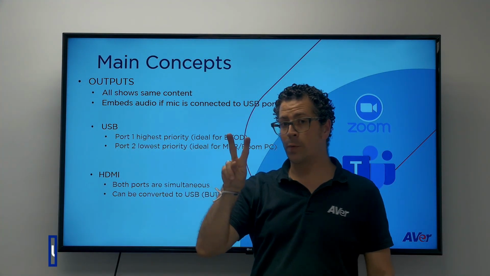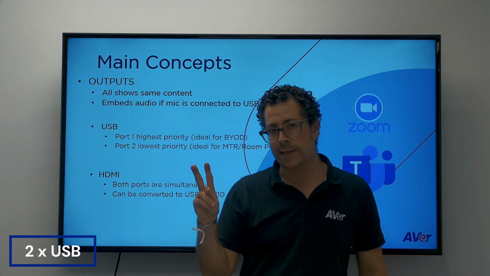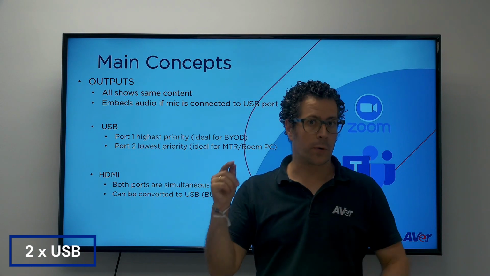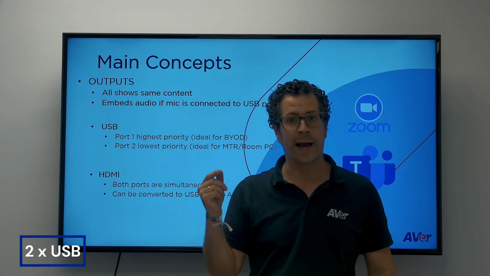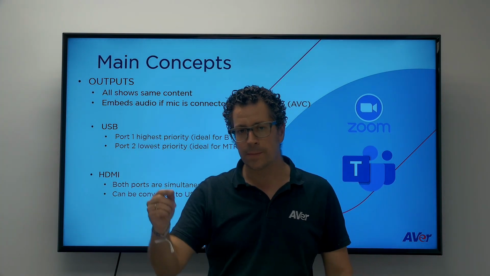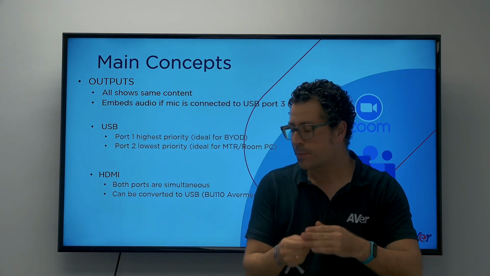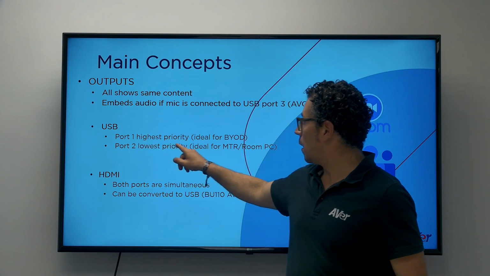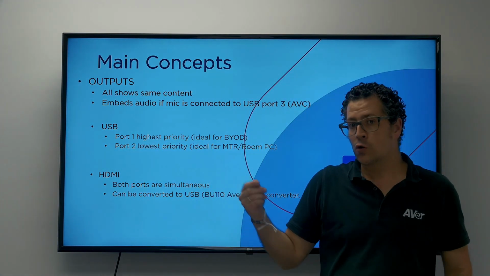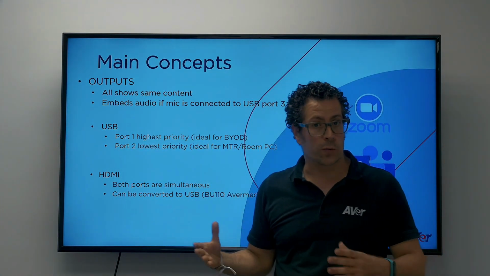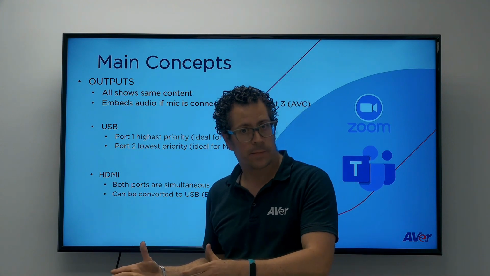USB, you have 2 ports, but they are not simultaneous. Port number 1 has the highest priority. Usually, it is connected to the bring your own device, to your laptop. And the second one is the lowest priority, that usually is connected to the room computer. That could be, for example, an MTR.